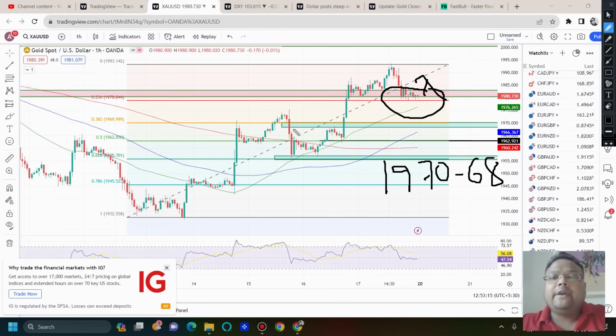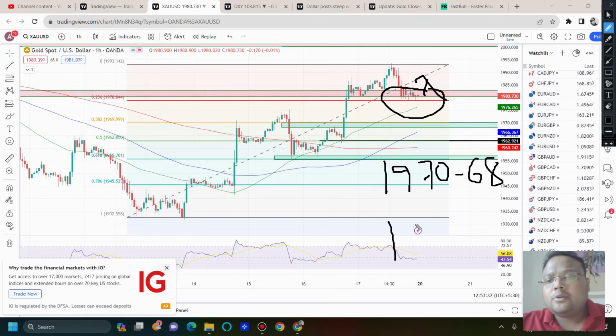Why? Because we have the FIBO 38.2% retracement level. Along with that, we can see the market also has previous resistance around the area. So previous resistance will be working as support, and yes, we can expect that some sort of buying will come around this area. So if the market comes to the 1970-68 level and bounces, we can hit the buy button.